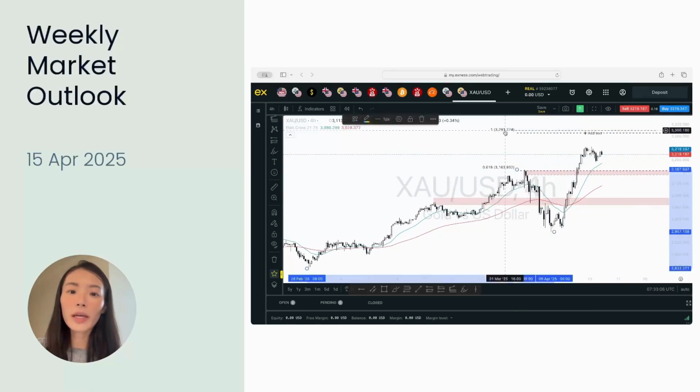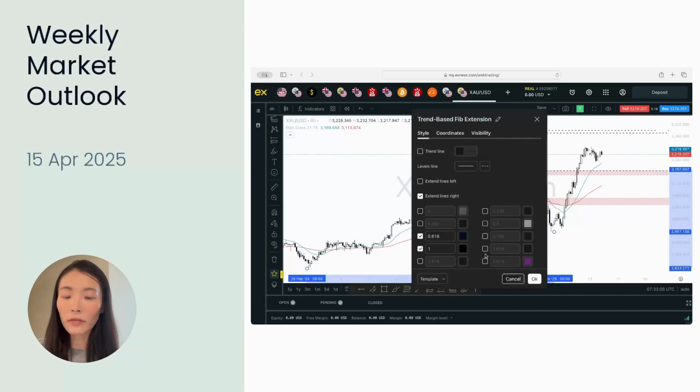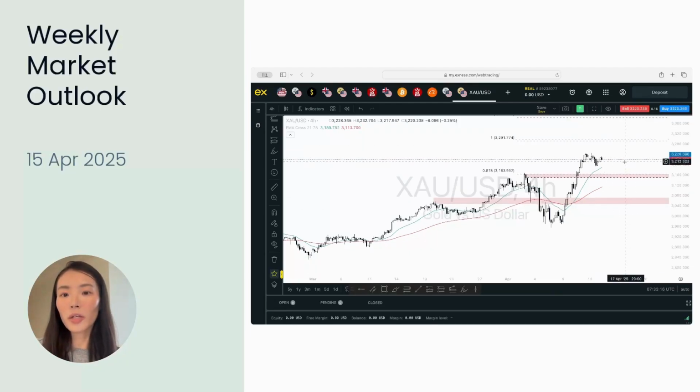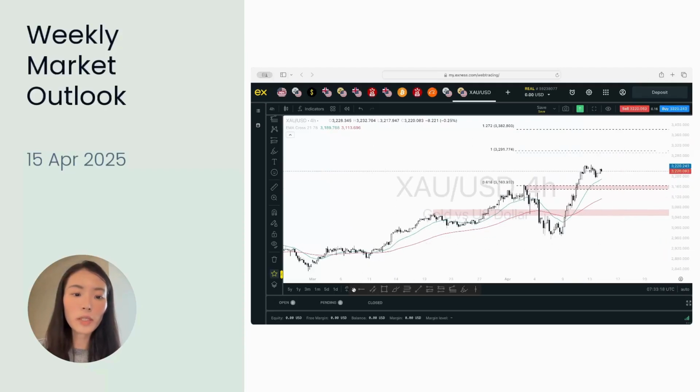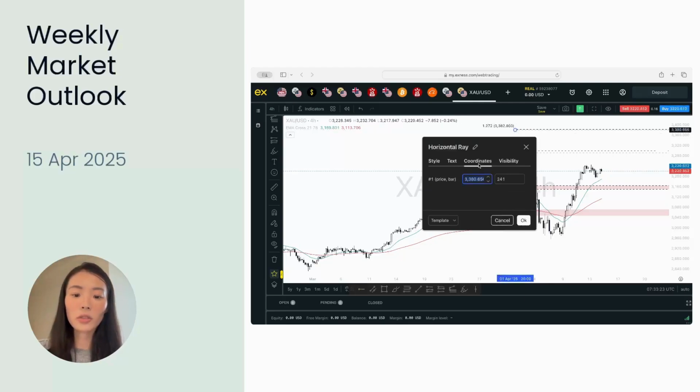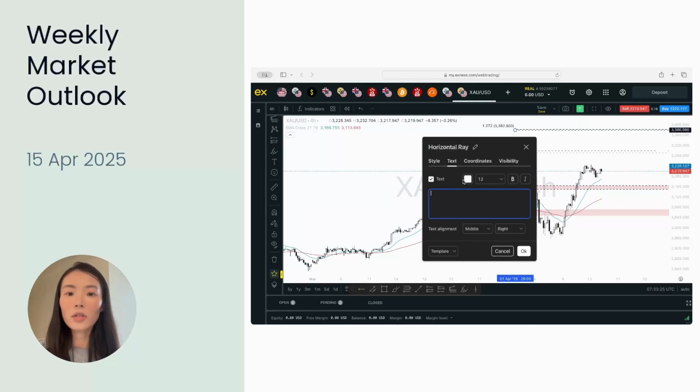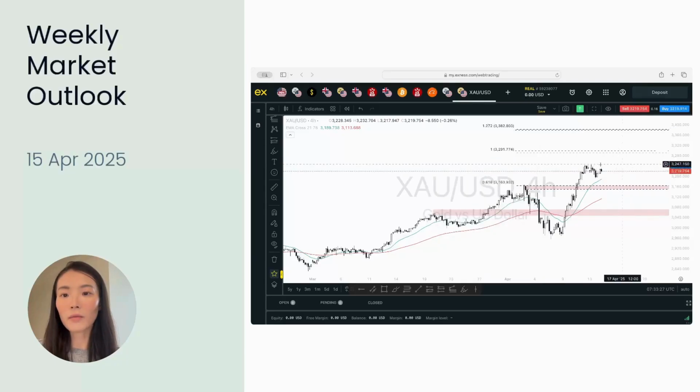Beyond that, the 127.2% Fibonacci extension will also be another area to consider. Beyond the 3,300 level, the 127.2% Fibonacci extension would be at about the 3,380 region. So these are the two potential resistance levels that I'm looking at.